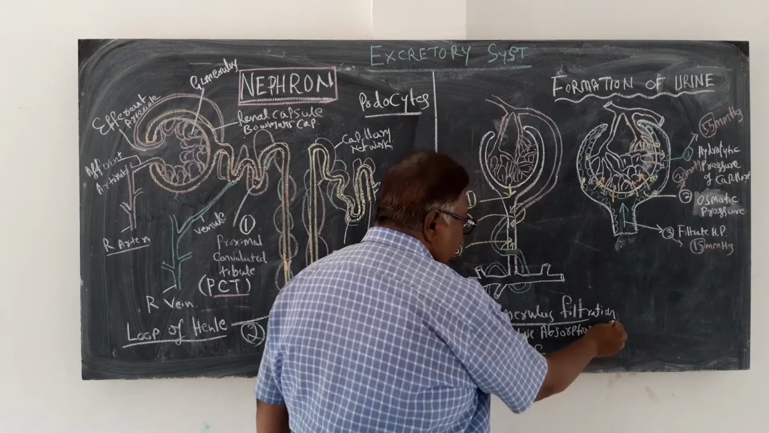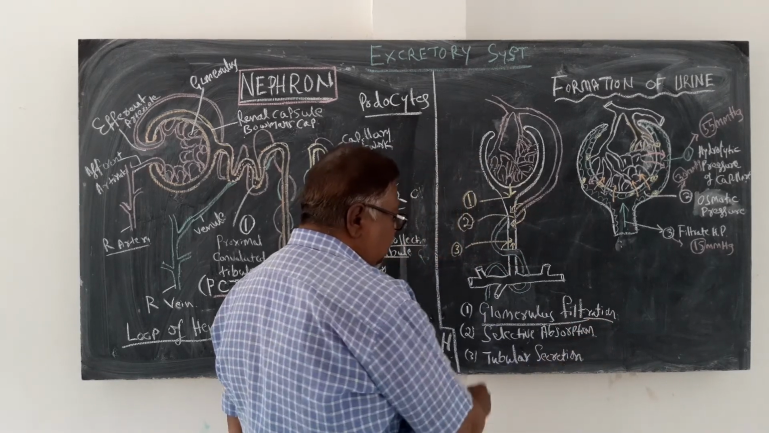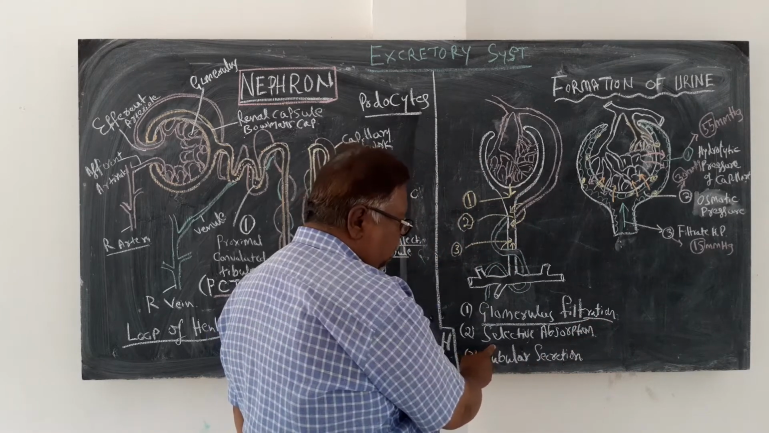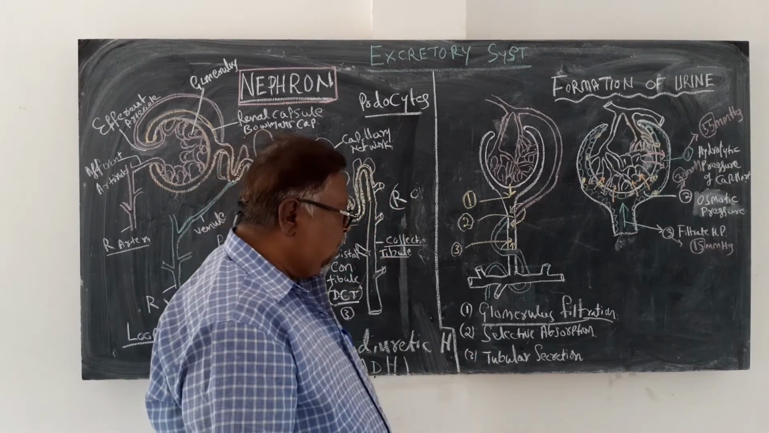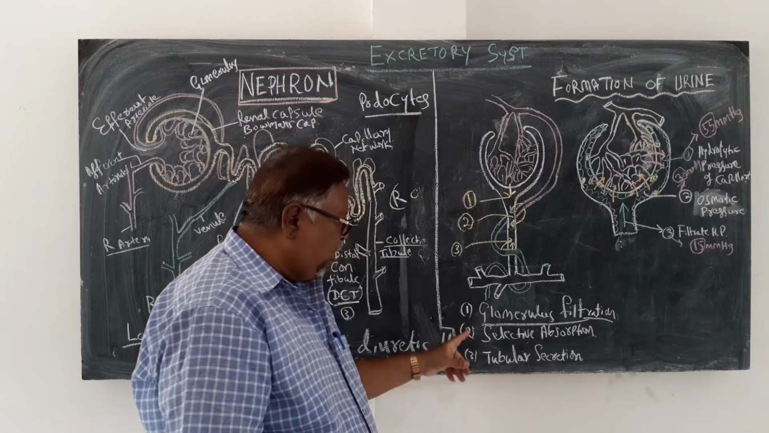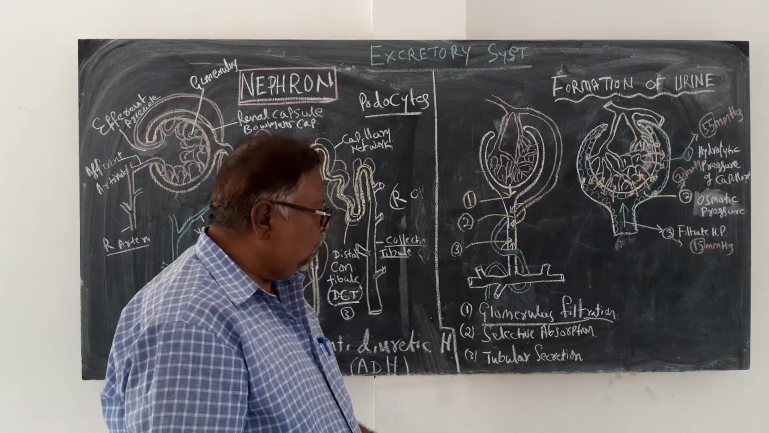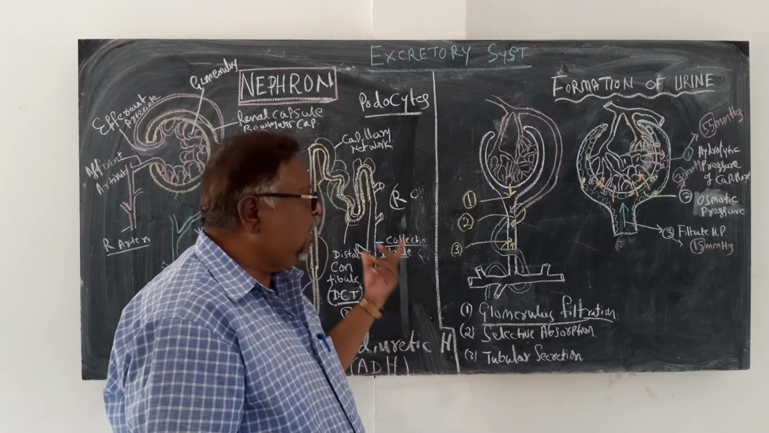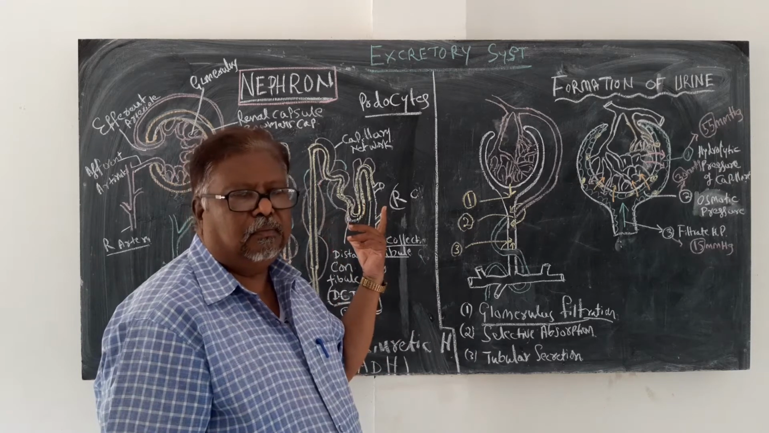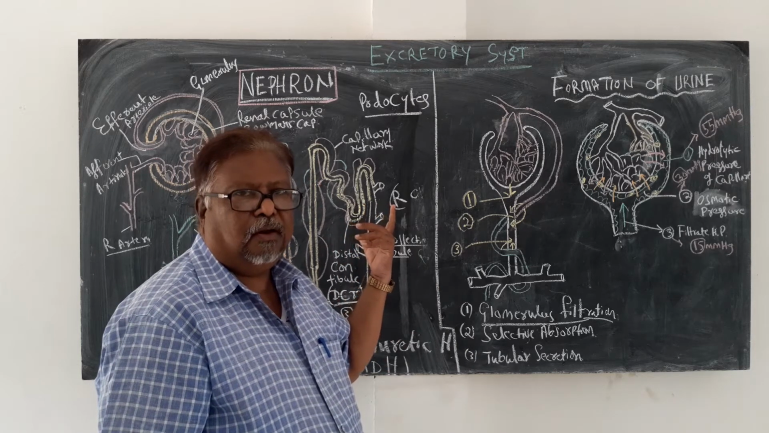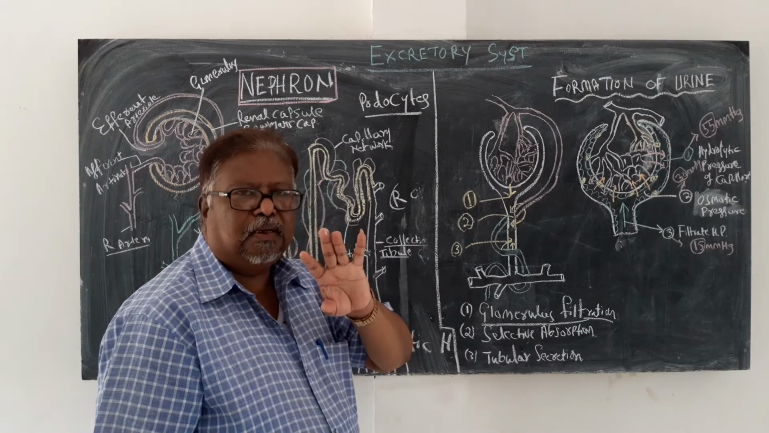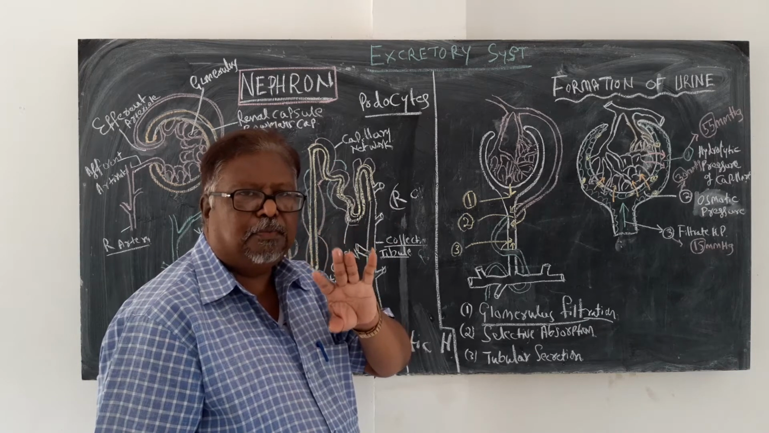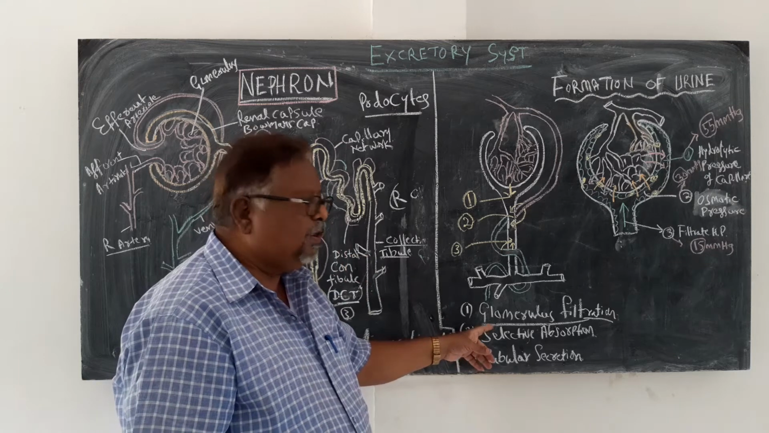Glomerulus filtration. The second one is selective absorption. The third one is tubular secretion. So all these three processes take place in the nephron. In the nephron, there are three processes present by which the urine is produced. The first one is glomerulus filtration.